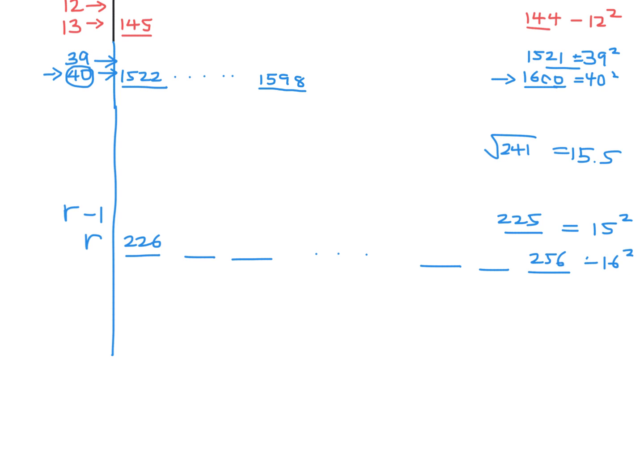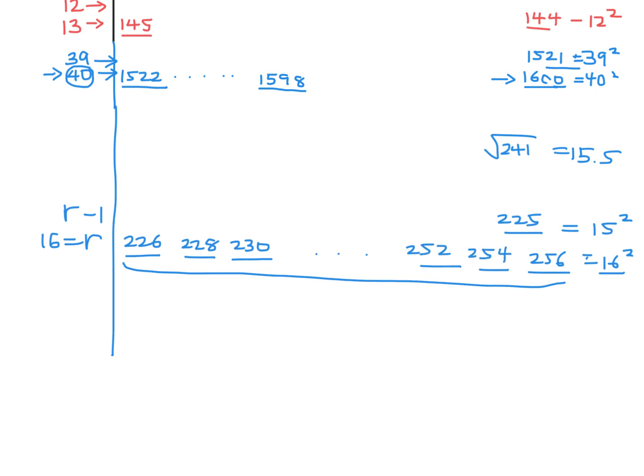So then I'm assuming that you add up all these numbers and divide by R, and that would give you 241. And also, we know what R is. Since this is 16 squared, R is 16. So you would add up all these numbers: 226, 228, 230, all the way to 252, 254. Then when you add up all these numbers and divide by 16, it will give you 241. So, pretty confident that it's the 16th row.